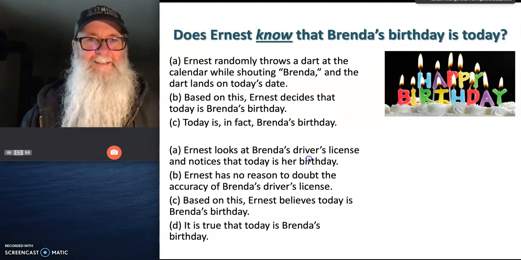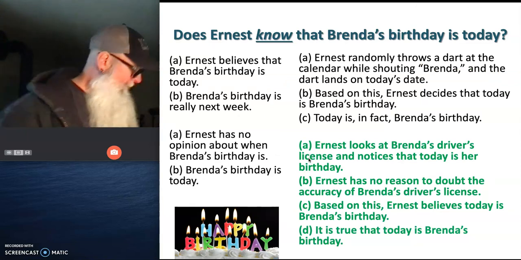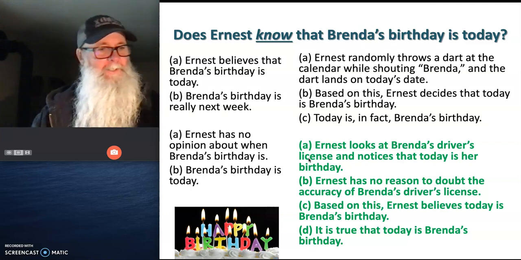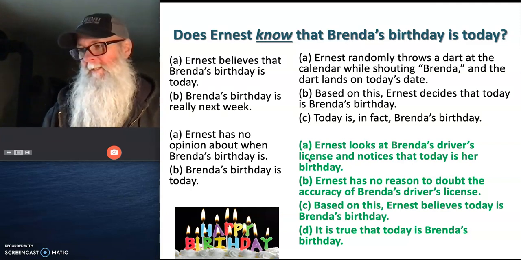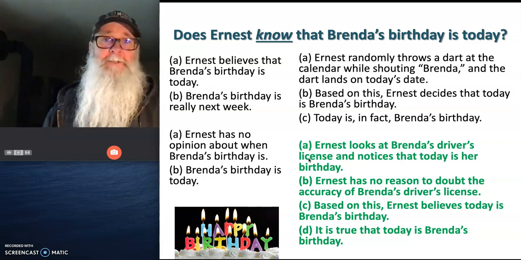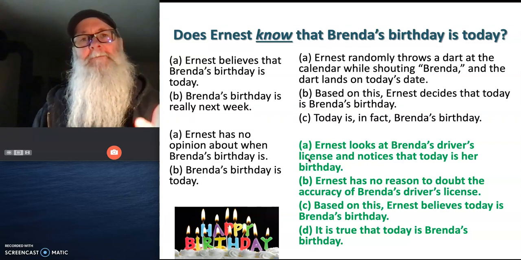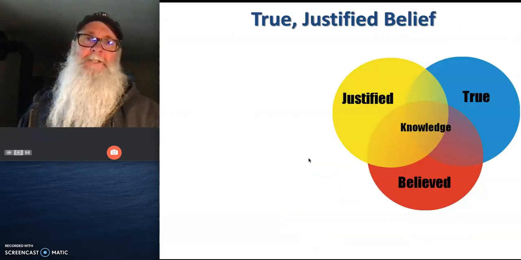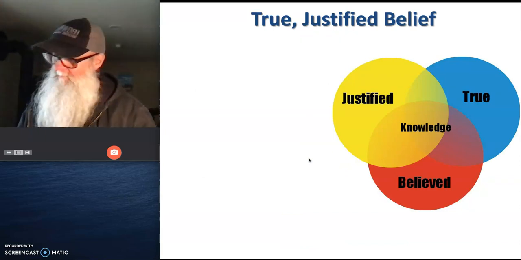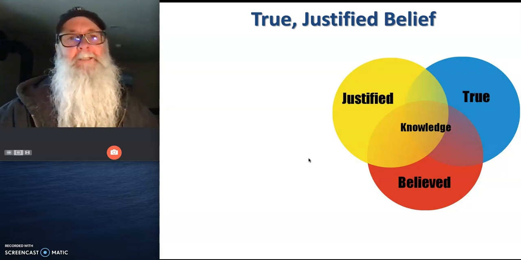And we might say, yeah, there's something kind of special about this last scenario. One is that Ernest has a belief. He believes that Brenda's birthday is today. And the belief is true. Her birthday is, in fact, today. And he has justification for this belief, the driver's license. So this is going to take us to a definition of knowledge that Plato started. Knowledge is when you have a true, justified belief.